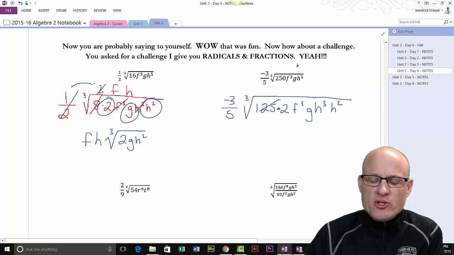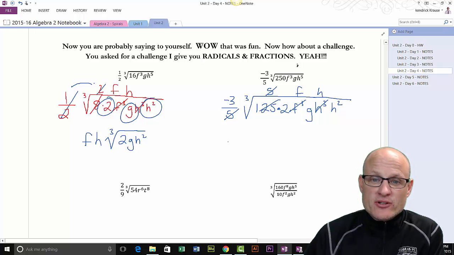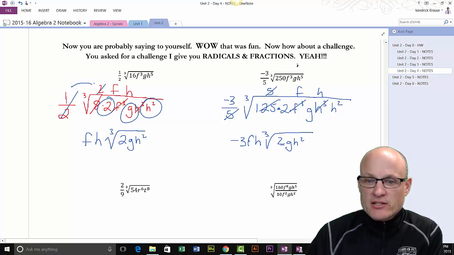So the cube root of 125 is 5. The cube, we already did this. This is F, this is H. So 3/5 times 5, the 5's cancel. Or if you did in your calculator negative 3/5 times 5, you'd find out it's just negative 3. FH cube roots of that same thing, 2gh squared. All right, let's keep going.